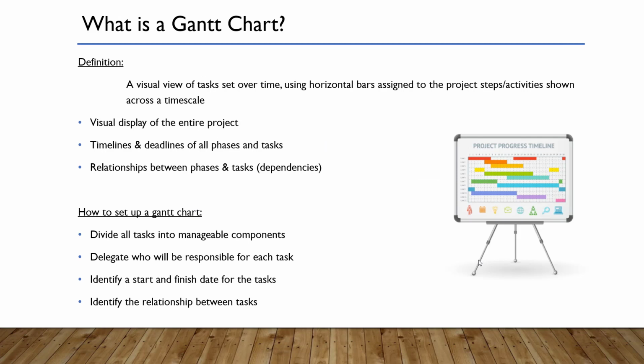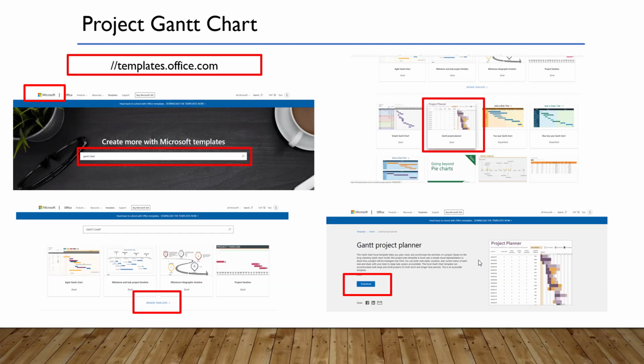The second tool I'd like to detail is a Gantt chart. This is a tool with horizontal bars representing steps, tasks, phases, activities across a timescale. It visualises the whole project and allows ease of determining the sequence and timing the steps. Now, to simply set up a Gantt chart, we divide all the tasks into components, we delegate people responsible to these tasks, we assign a start and a finish date for each of the tasks, and we finally determine the relationship between these tasks.